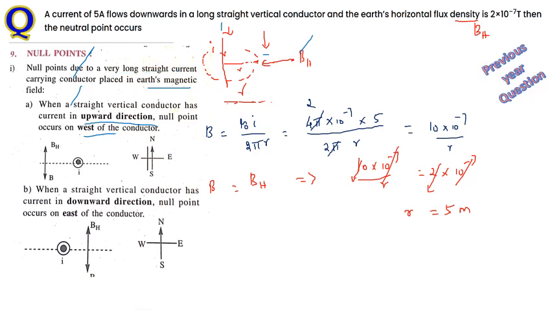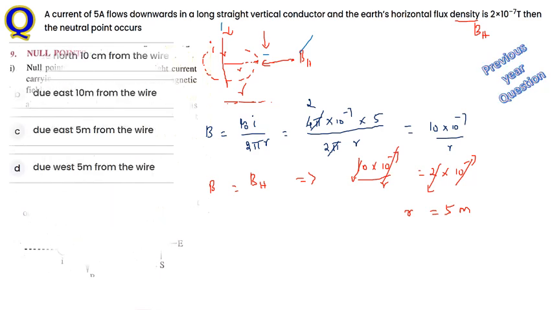So from this one, the answer is either C or D. Now from this one you can understand, either C or D. The second option here is about the downward direction, that is east. So the answer in this case is this one.